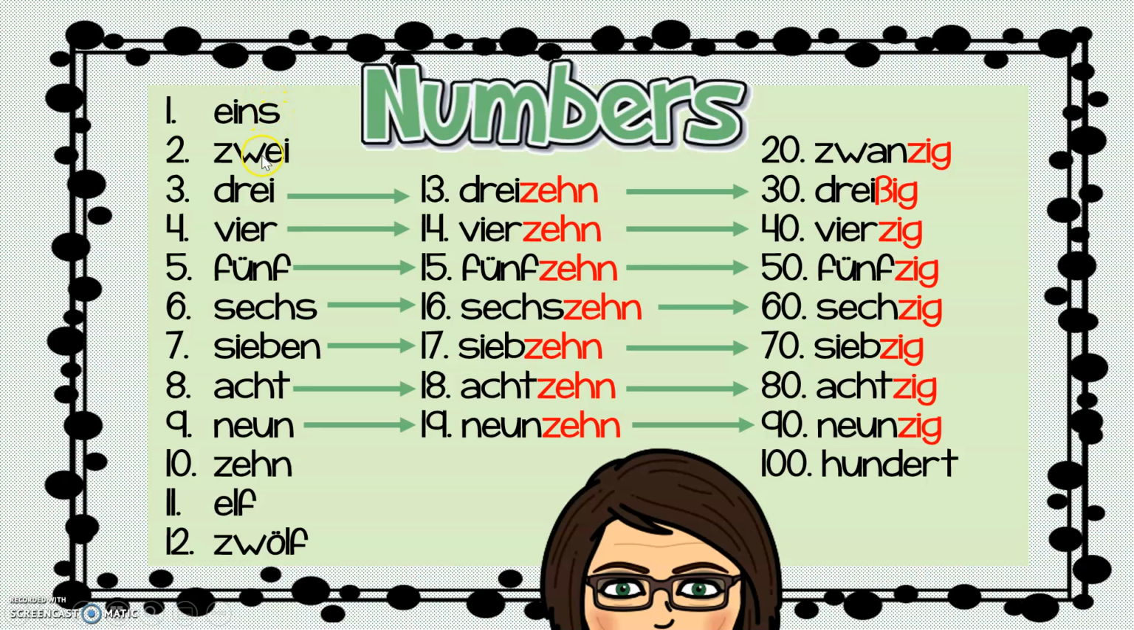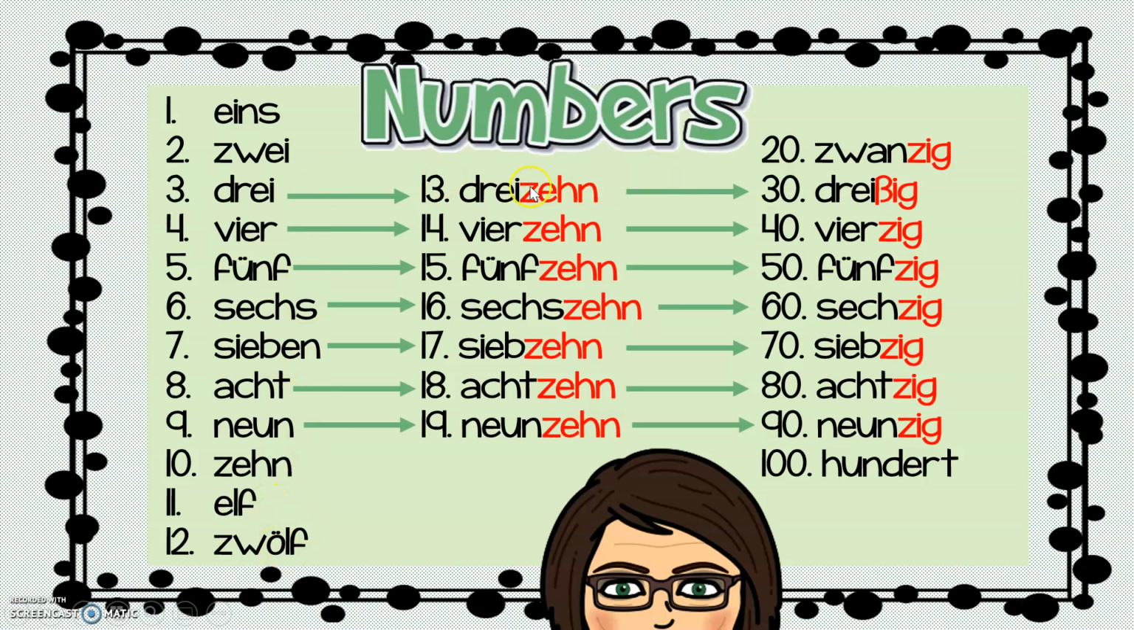1, 2, 3, 4, 5, 6, 7, 8, 9, 10, 11, 12. Let's do that again. 1, 2, 3, 4, 5, 6, 7, 8, 9, 10, 11, 12.